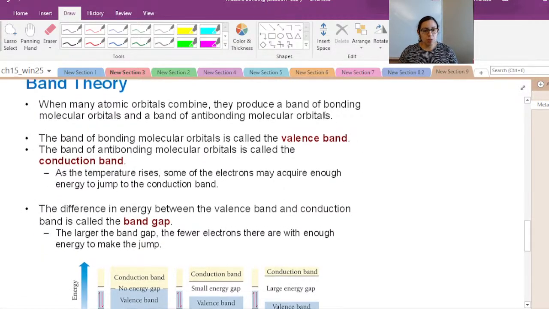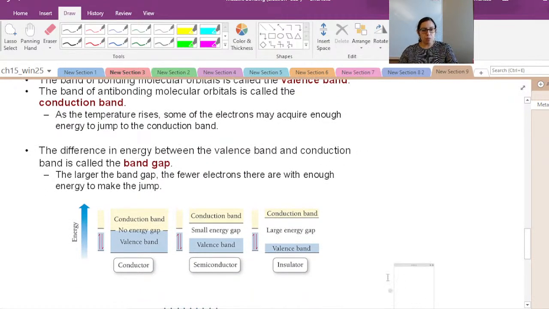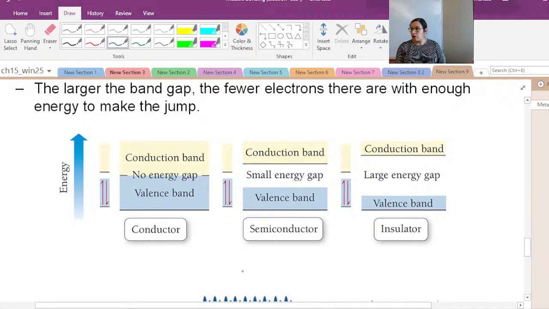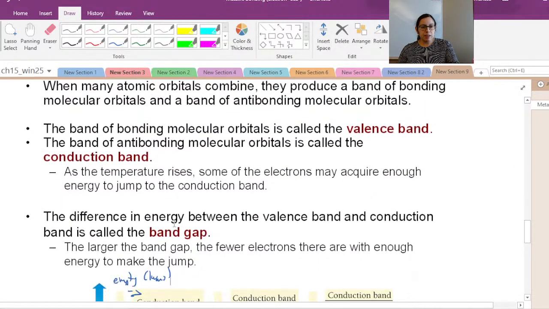And so that's what's shown here. This is the basics that you want to understand and take away from this. If I have a conductor, there's basically no energy gap. Electrons are free to move between our valence and conduction band. And remember, this is just empty. There's nothing there, that's just your LUMO. It's just that now they've redefined it as your conduction band. And so that's our conductor.